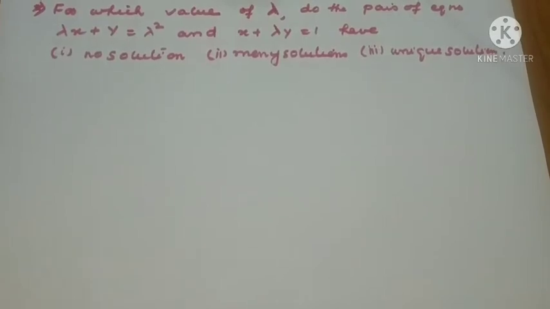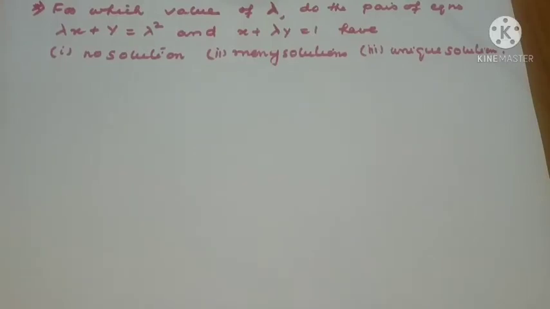For which value of lambda do the pair of equations lambda x plus y equal to lambda square and x plus lambda y equal to 1 have no solution, many solutions, a unique solution? It is like our alpha beta, only one more letter we are going to study. It should be pronounced as lambda. Now listen, all the three questions we are doing now.